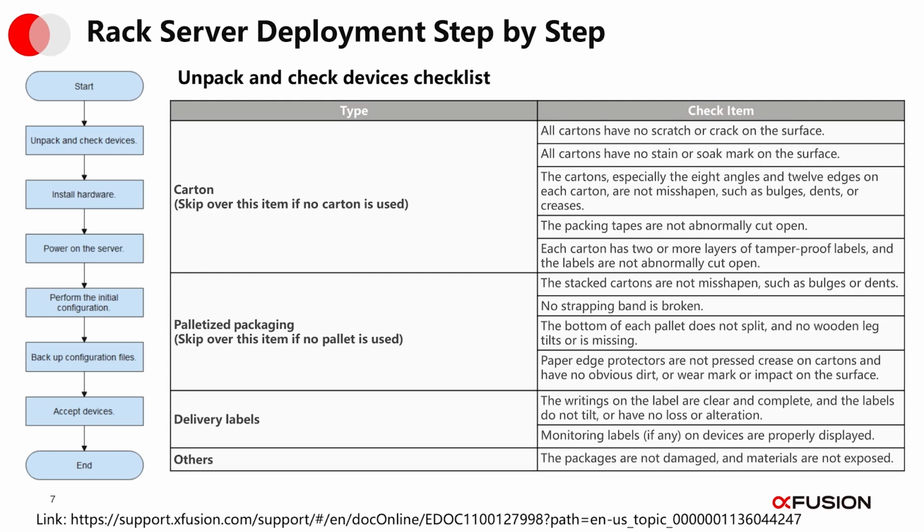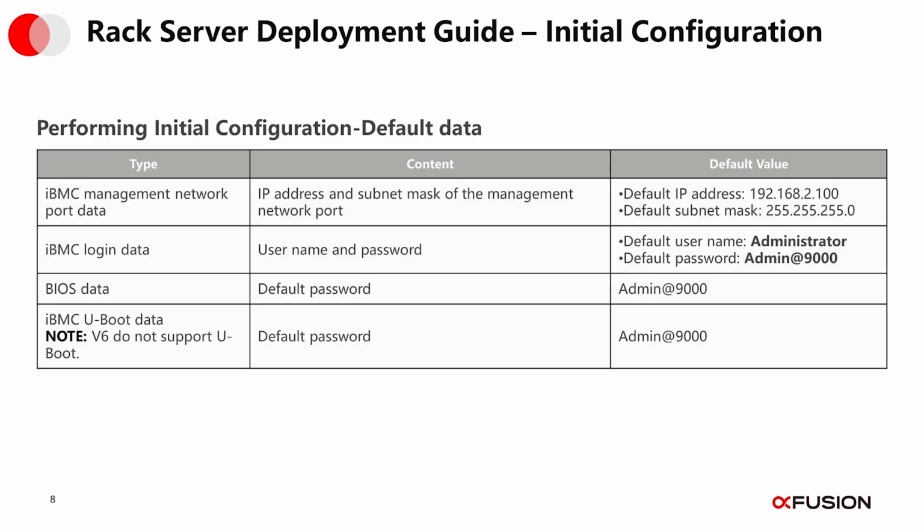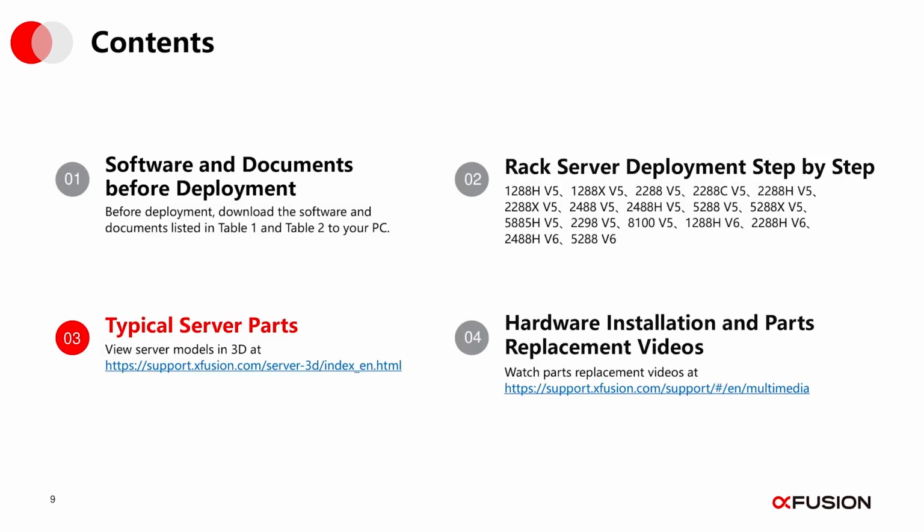For unpacking and checking the devices, from this checklist, the most important thing is to make sure we receive the package in good shape and well labeled with the correct number of devices. Our customer should be there with us when we unpack. Before performing the initial configuration, here is the default data of the iBMC and BIOS. You can change the initial password as you prefer. So that's all the preparation we need to do for deployment.